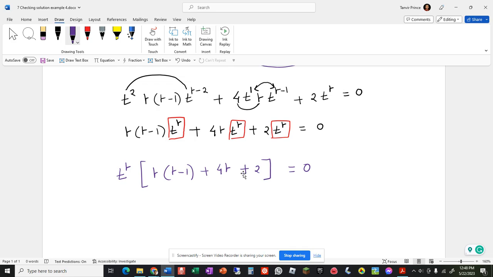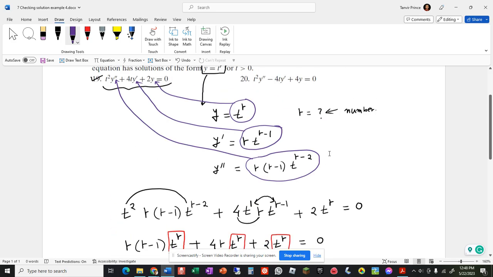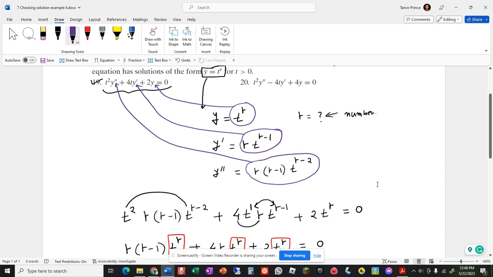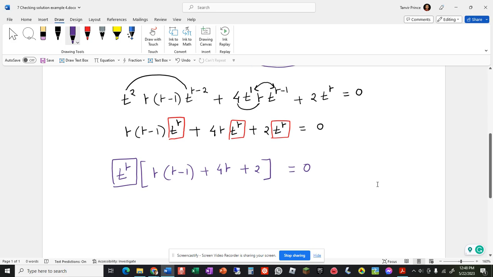Let's look at t to the power r. Because t is bigger than 0, how do I know t is bigger than 0? Go back to the question, right? They told you that t is bigger than 0. Because t is bigger than 0 and we're only interested in real numbers, not complex, this cannot be 0. The only way this can be 0 is if this factor is 0.